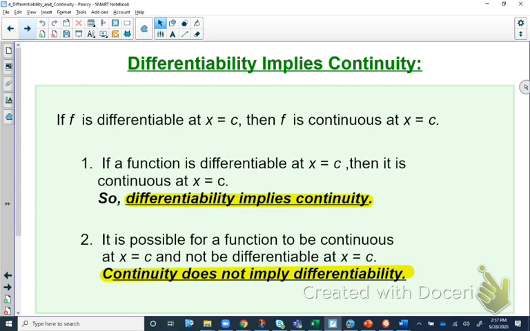So differentiability certainly implies continuity, but however, the flip of that doesn't hold true. Continuity does not imply differentiability. And we've seen plenty of problems, particularly the first one in this video with the absolute value that was continuous but was not differentiable at the point of continuity.